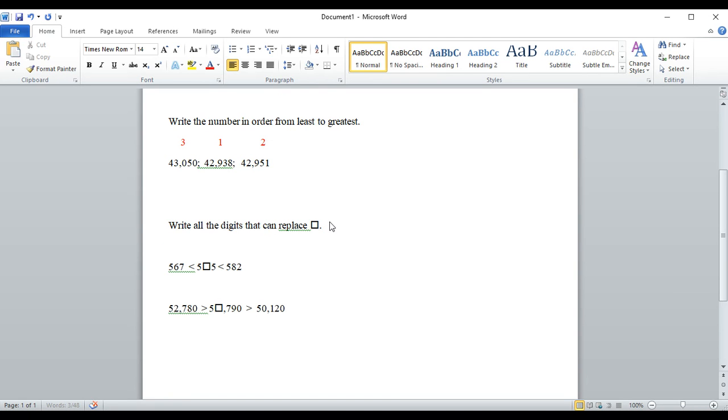I think they're kind of challenging problems. They make you have to really think. I want you to write all the digits that can replace the box. Remember, the box is just a blank space, okay? A digit has to go in there. We're going to have to figure out which one it is.